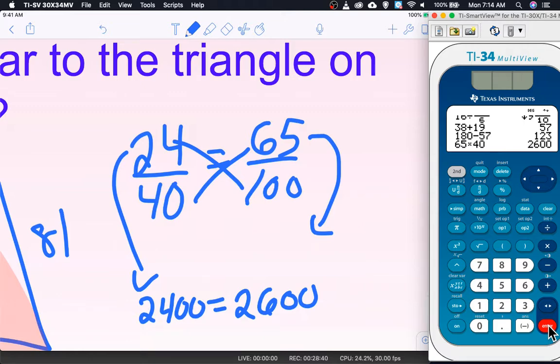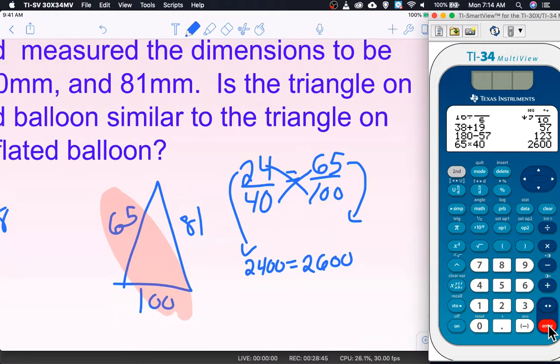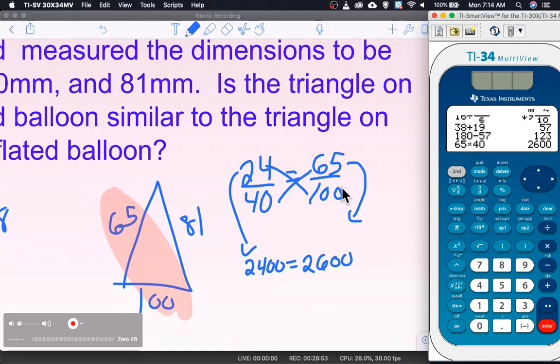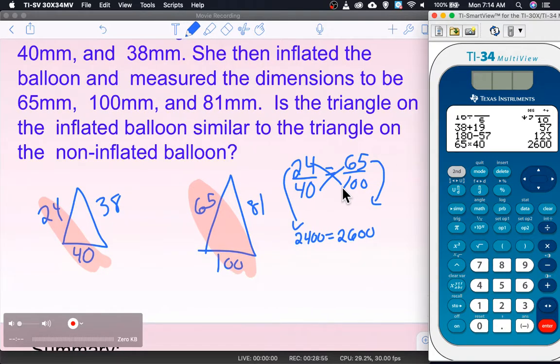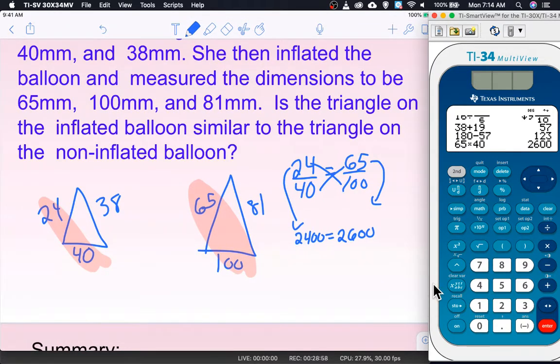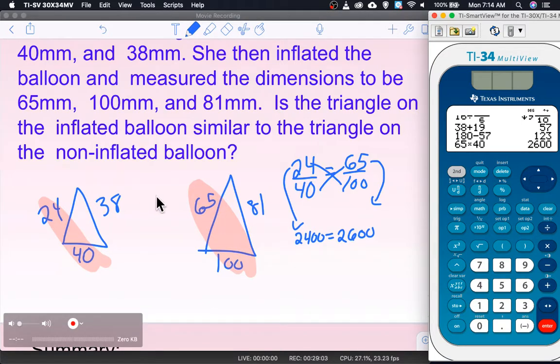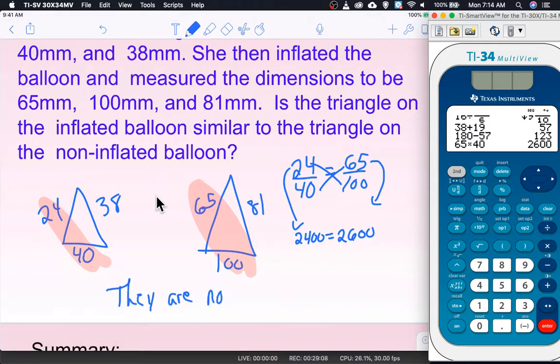Those were not similar triangles. And you could come up with reasons, like maybe the balloon distorted the figure. Instead of it growing proportionally, it stretched one side out more than another or something. But according to the math here, they are not similar triangles. And we should probably say that. Is the triangle on the inflated balloon similar? They are not similar. Boom. Now we have ourselves an answer. They are not similar.